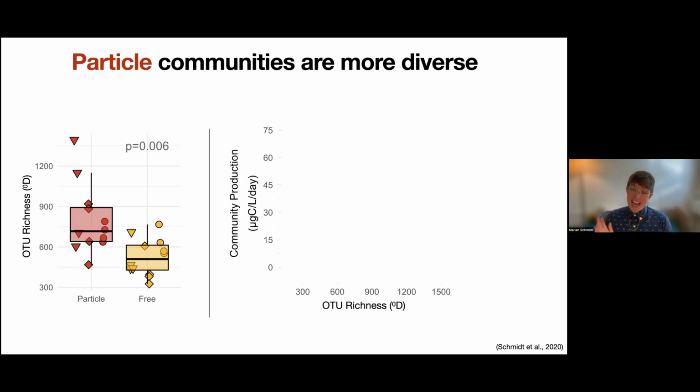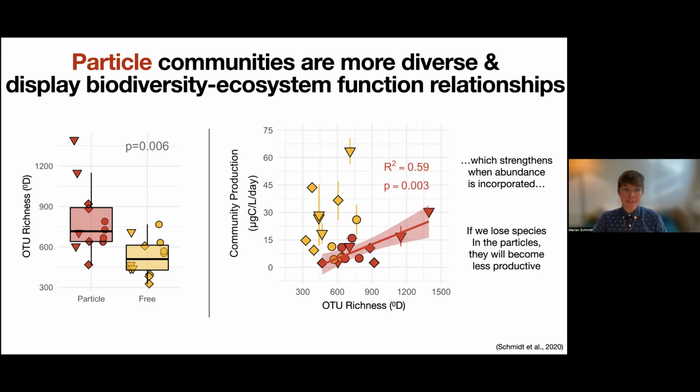And one of the major things I was interested in was related to biodiversity and ecosystem function. And so here on the x-axis is the OTU richness that I showed here on the left. And then on the y-axis is the community production that I showed on the previous slide. And then asking whether or not there's a relationship between the two of them that fits within the broader theory of biodiversity ecosystem function in ecology. And so what I found is that only particle-associated bacteria have these biodiversity ecosystem functions. And actually it strengthens with evenness. And so this is indicating if we lose species in these particles that they will become less productive.